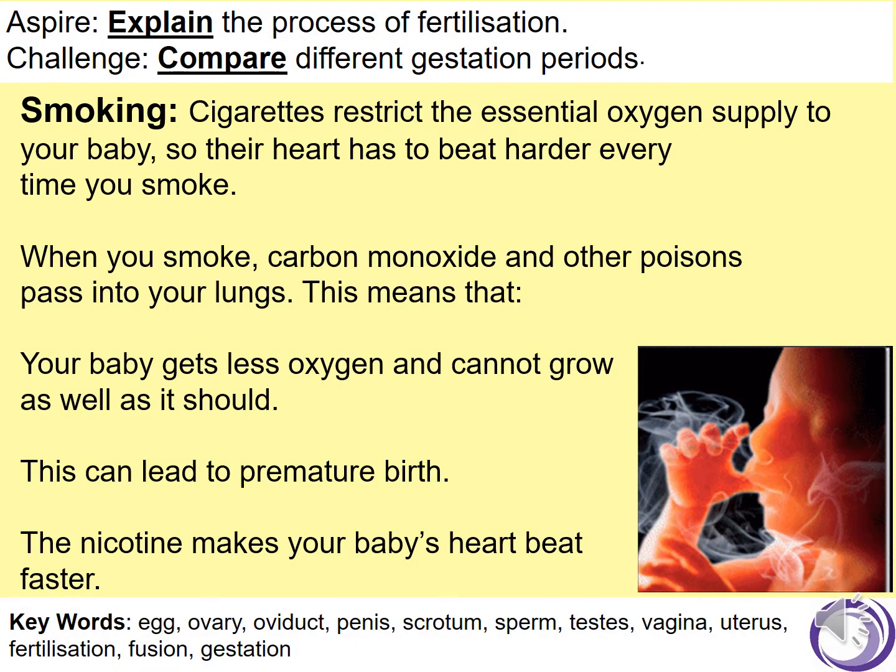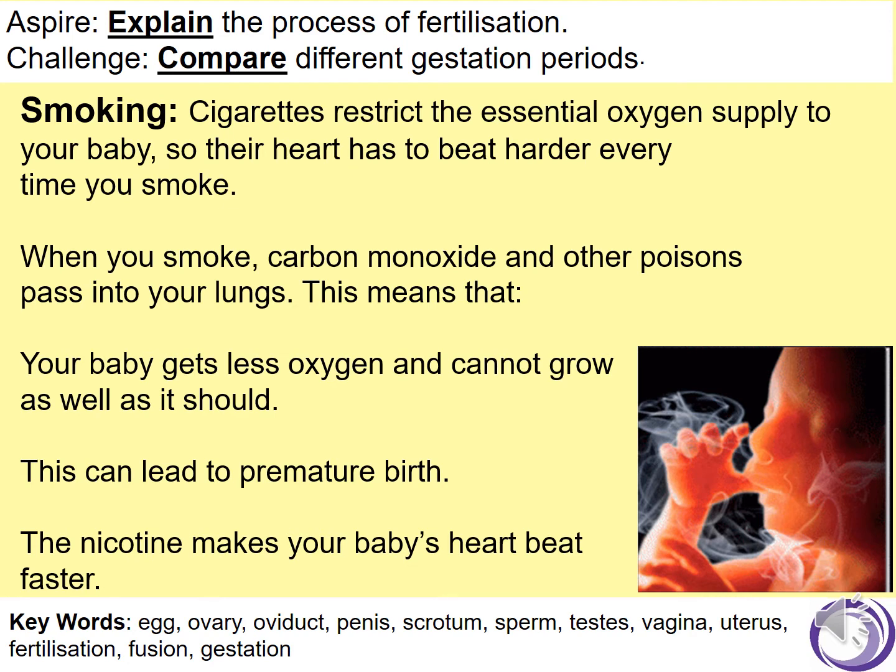So in smoking, cigarettes restrict the essential supply of oxygen to the baby. So therefore the heart has to beat harder every time the mother smokes. And the reason for that is because in cigarette smoke we have the substance that's called carbon monoxide. This is the second paragraph here. It also has other poisons that pass into your lungs. And the effect of this, it means that our babies get less oxygen.